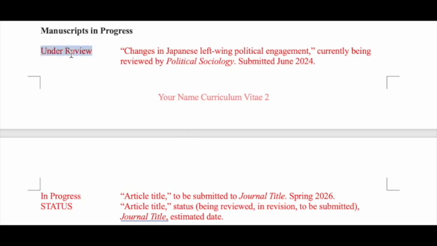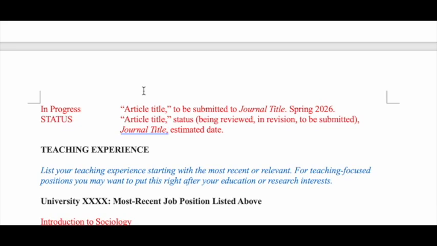You want to begin by stating whether the work is currently being reviewed, if it's in progress, if you're planning to submit it. So you could say something like to be submitted or in preparation. You want to pretty much follow the same standards that you have above for the academic publications.